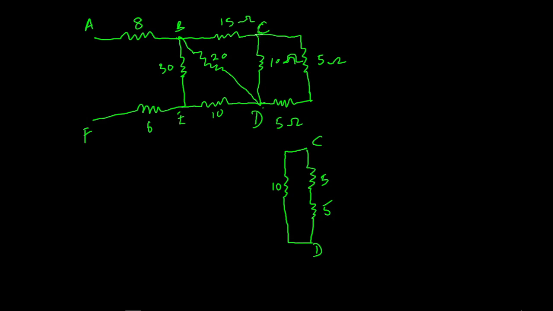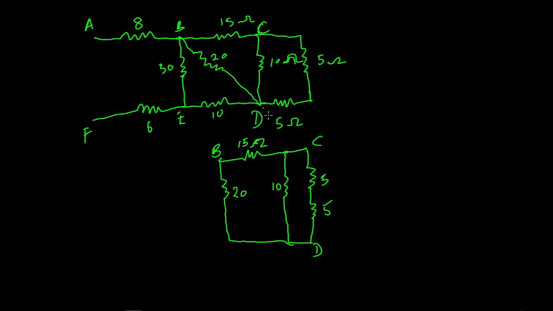Also, between point C and B, we have 15. So this is B, and this is the 15 ohms resistor. Now between point B and D, we have this 20. We have a 20 ohms between B and D. This is going to be 20.